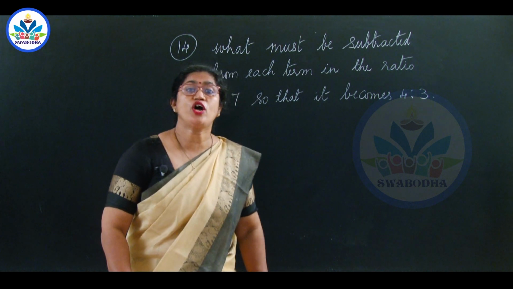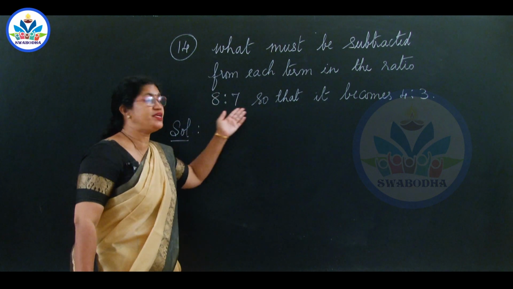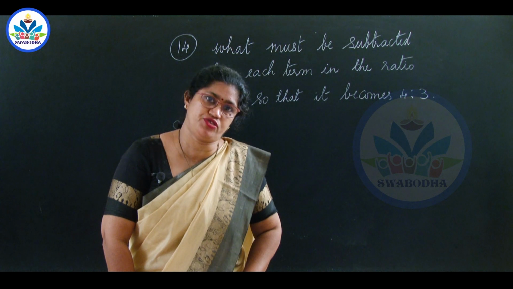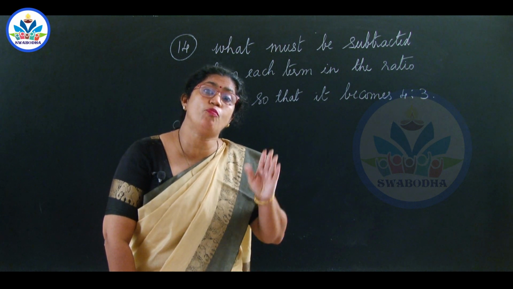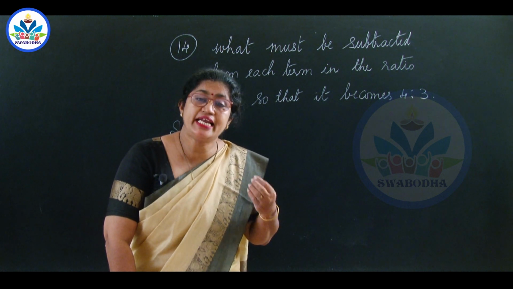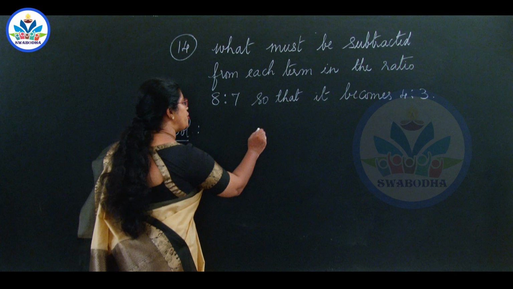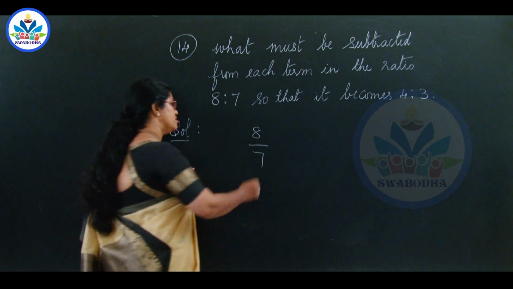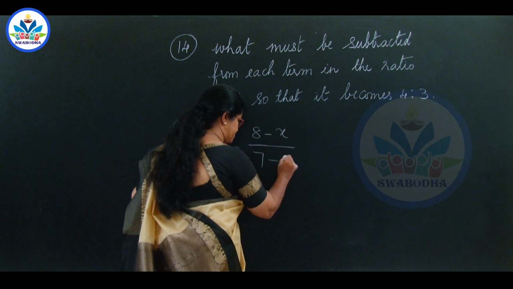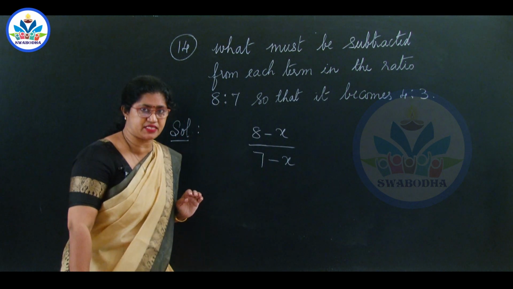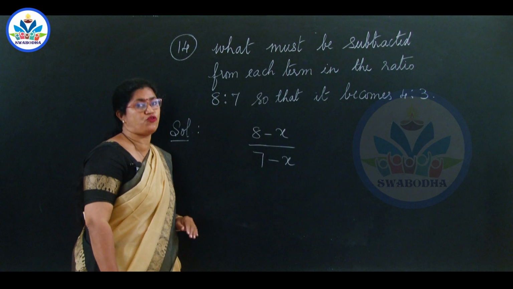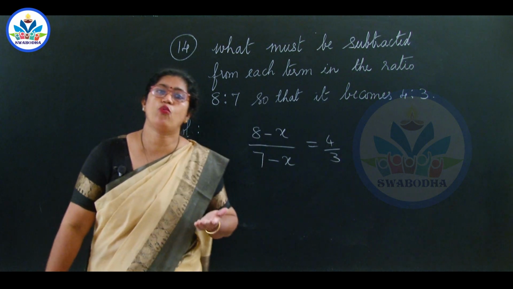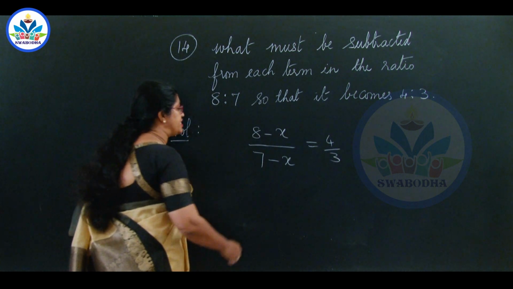Question 14, what must be subtracted from each term in the ratio 8:7 so that it becomes 4:3? So you are asked to subtract something from both the terms. You don't know what it is. Let us take it as x. So the ratio is 8/7. Subtract x from each of them. This becomes 8 minus x and denominator is 7 minus x. After you subtract x from both of them, the new ratio will be 4/3. You are asked to find what is x.